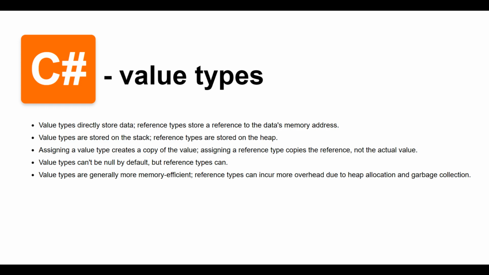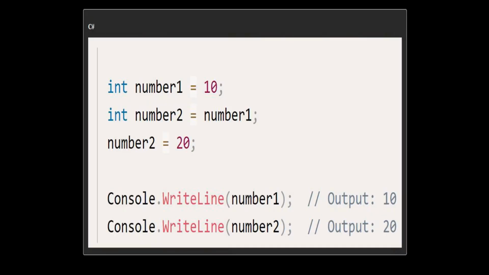Here is an example. In this code snippet, number1 is assigned the value 10. Number2 is then assigned the value of number1, which is 10. When we change number2 to 20, it doesn't affect number1 because they are value types. Each has its own copy of the data.